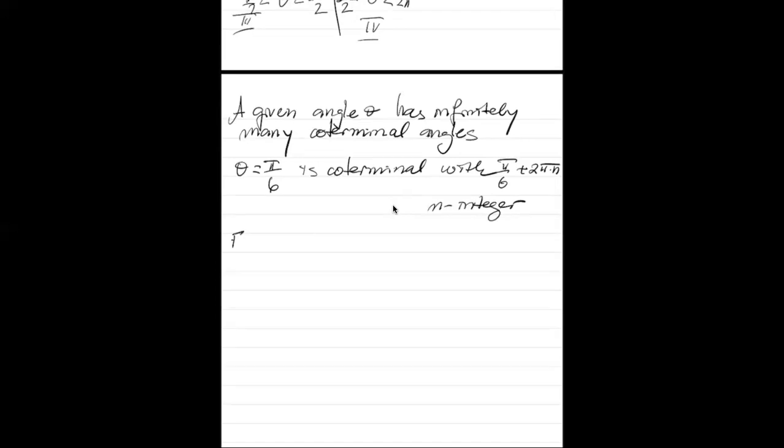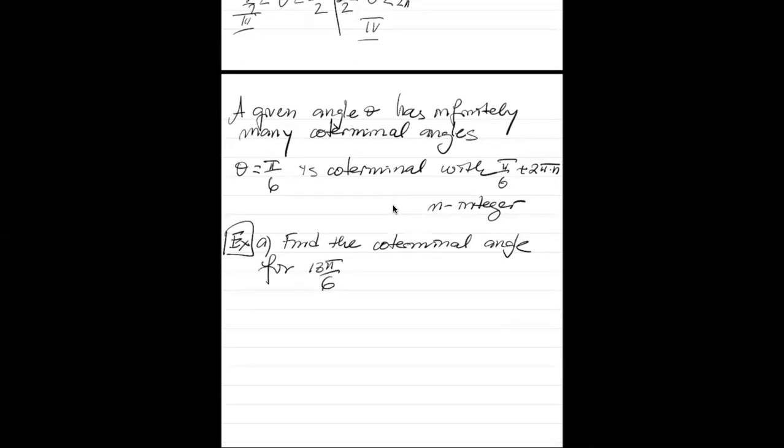So, example: sketching and finding coterminal angles. A, find the coterminal angle for 13 pi over 6.